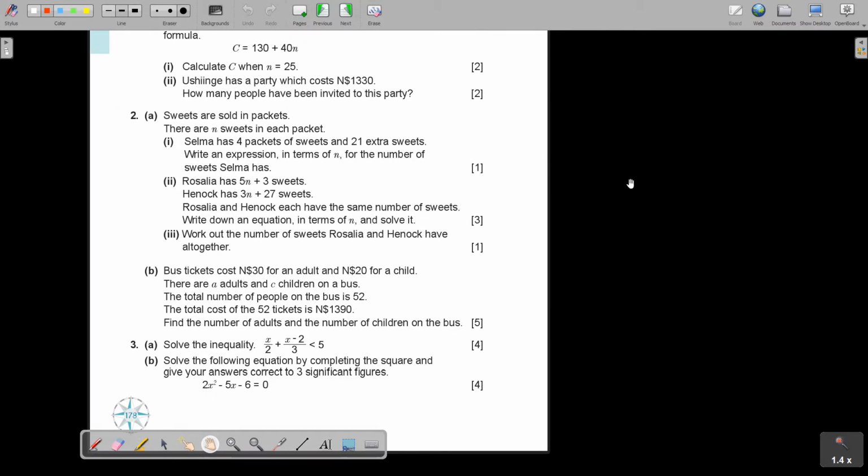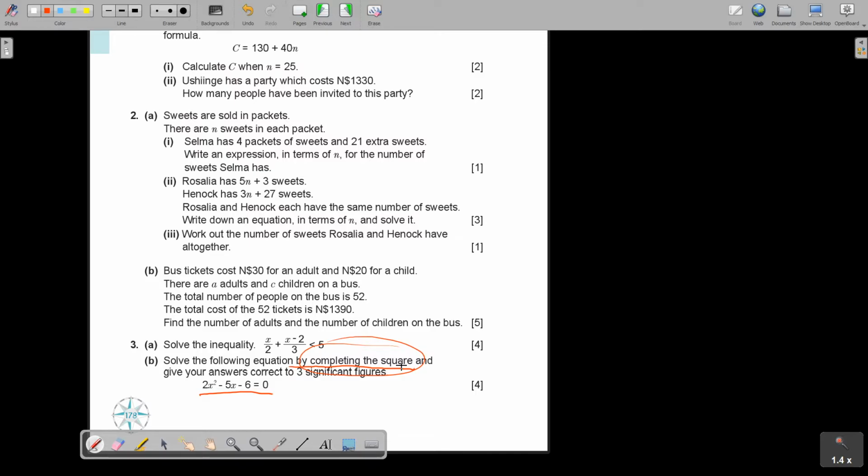Okay. If they do it like this, they say solve the following equation by completing the square and give your answer to 3, and then they give you a quadratic. If they say completing the square, please don't forget that you cannot use the formula, or you will get 0 marks, even if your answers are correct. And I'm going to show you now.